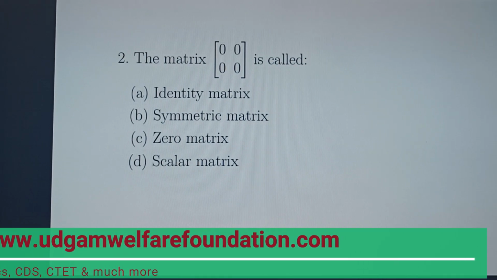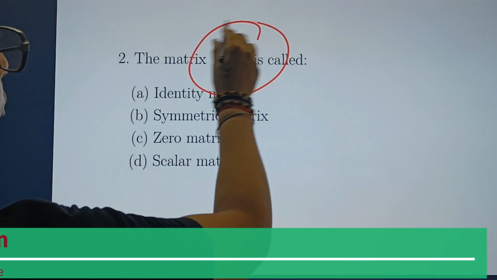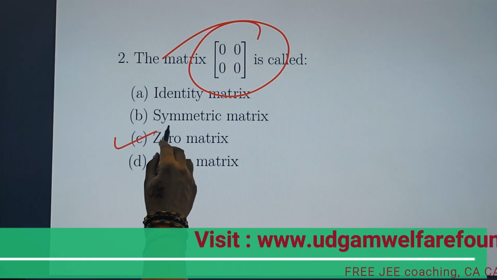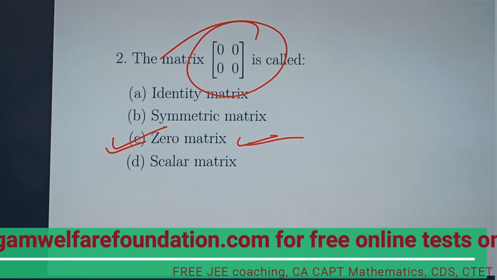Students, this is our next problem, which shows the matrix 0 0 0 0. A square matrix where all the elements are 0 is called a null matrix or zero matrix. So option C is our correct answer here. So let's move towards our question number 3.